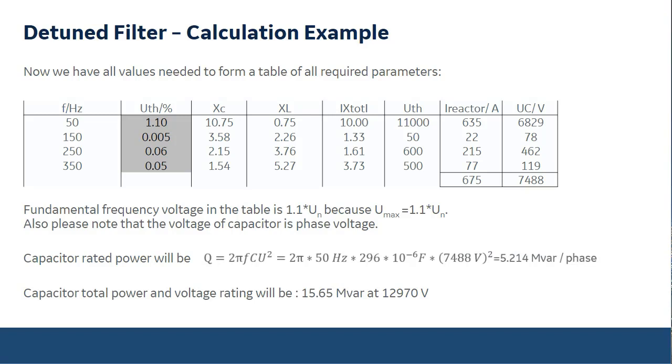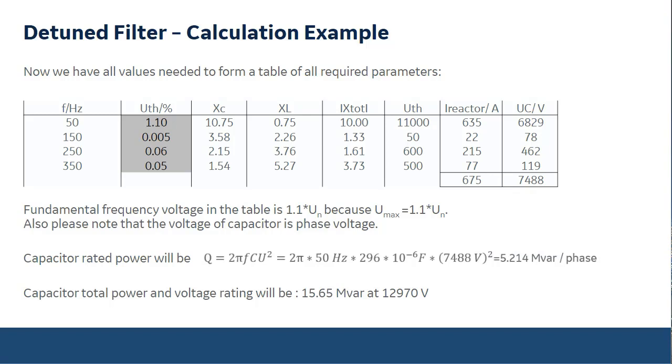So we get 7,488 volts for the capacitor base to ground voltage. And the reactor we get 175 amps RMS current. So the capacitor rated power will be, there's a calculation there, you need to know the capacitance and the voltage. Now we know the voltage, so on. So it will be 5.214 megawatts per phase.